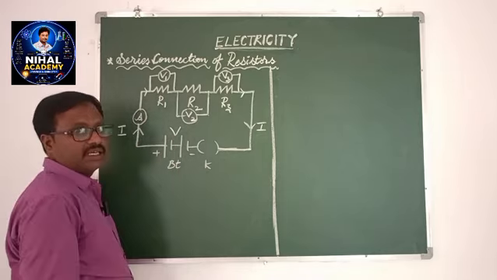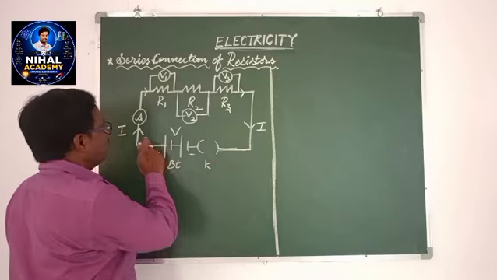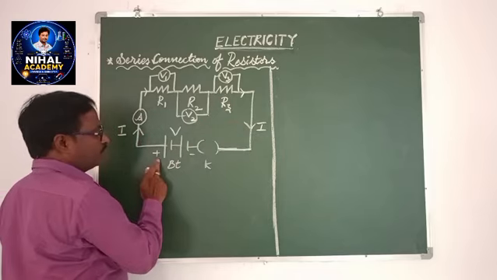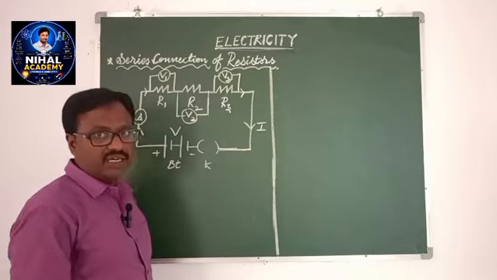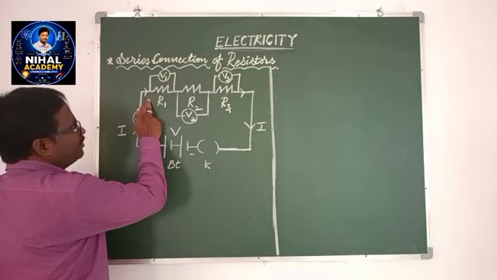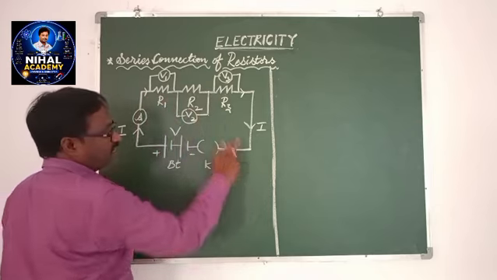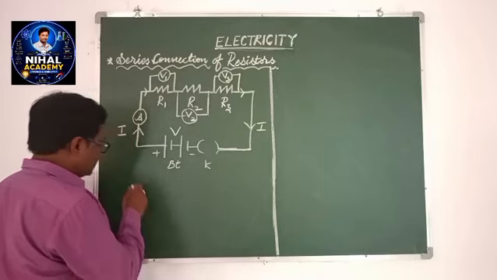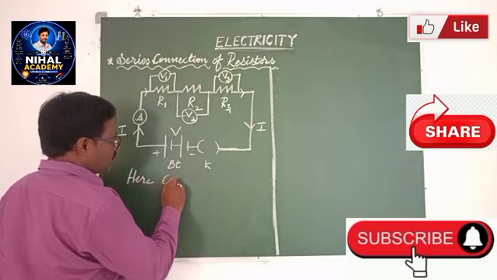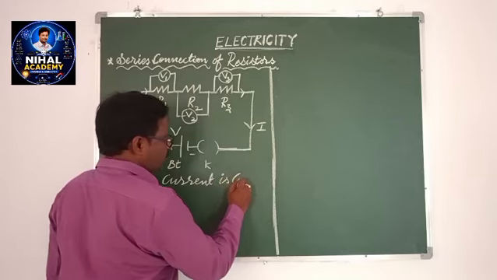So when we close the circuit, current passes through the circuit, and the current is I, moving from positive to negative. This is called the conventional current direction. So the current I remains the same here. That means the same current passes through R1, R2, R3 respectively. So we can understand that here the current is constant. In series connection, current is constant.